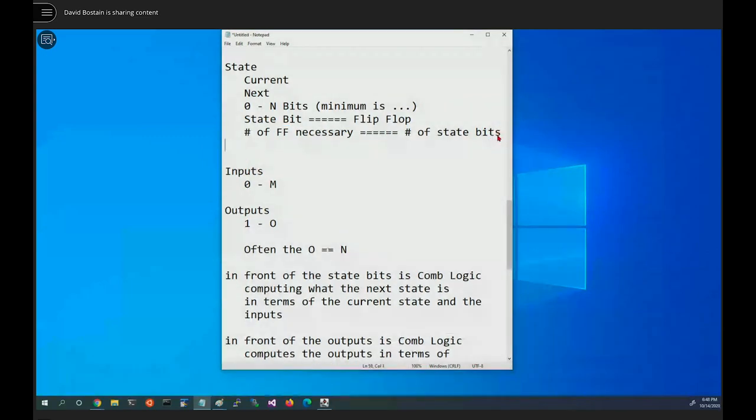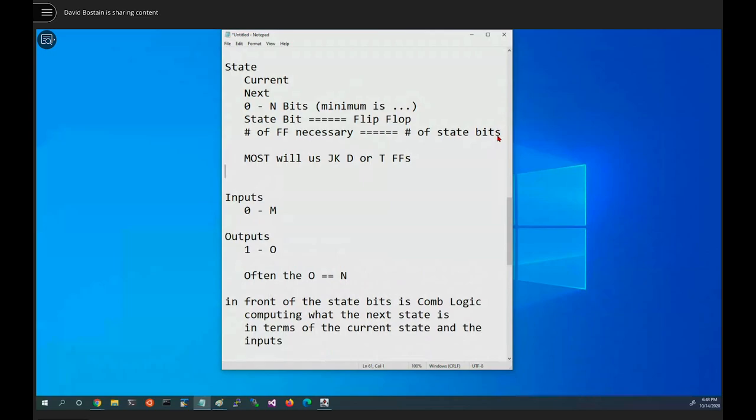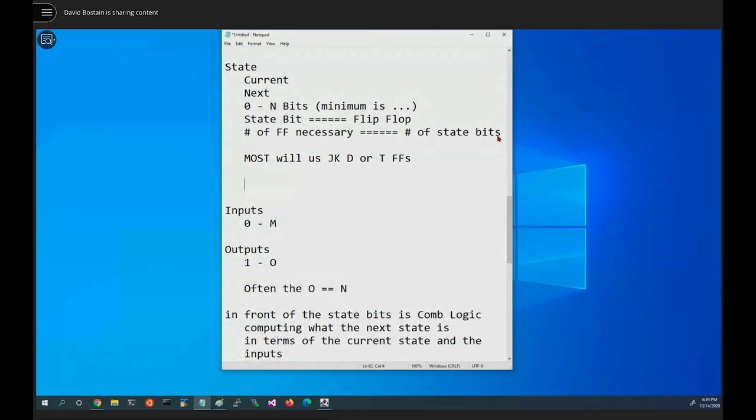Now, while we can build a state machine out of any edge-triggered flip-flop, most and probably all the ones we do in here, we'll use JK, D, or T flip-flops. And you go, well, I know what a JK is. I know what a D is. What's a T? Well, let's talk about a T for a second.